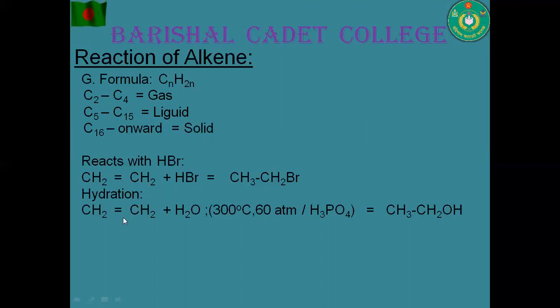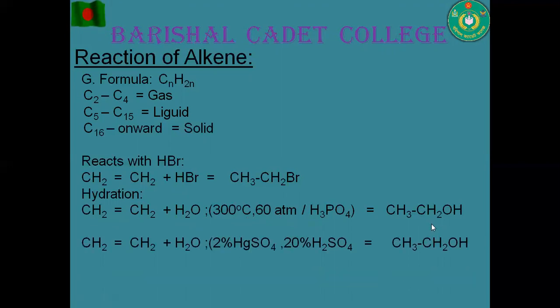Hydration reaction: alkene, ethene reacts with water in the presence of 300 degrees centigrade temperature, 60 atmosphere pressure, and phosphoric acid to form ethanol. Ethene to ethanol. Again, second type: this reaction is done in the presence of 2% mercury sulfate and 20% sulfuric acid. Here the product is the same, but the catalysts are different. These are the reactions of alkene.